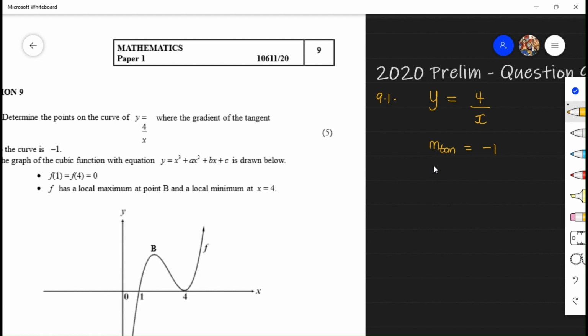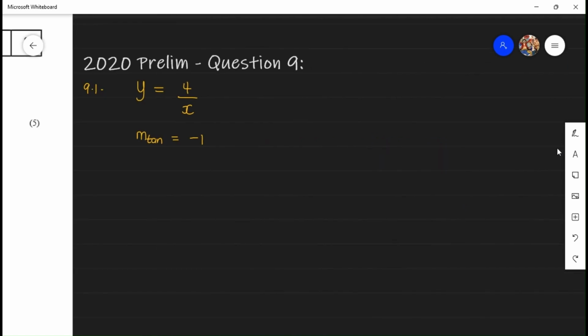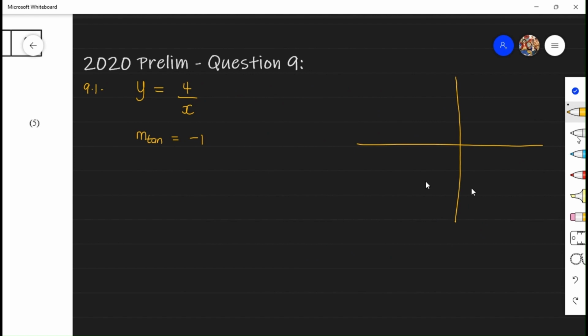Determine the point on the curve of y equals 4 over x, where the gradient of the tangent to the curve is negative 1. So we need to determine the point of contact between the tangent and the curve. Let us represent this as a graph. If we have our x and y axis, let's say we've got our curve here and here. Now we need to find the point of contact of our tangent. Because m equals negative 1, the line will most likely look something like this.